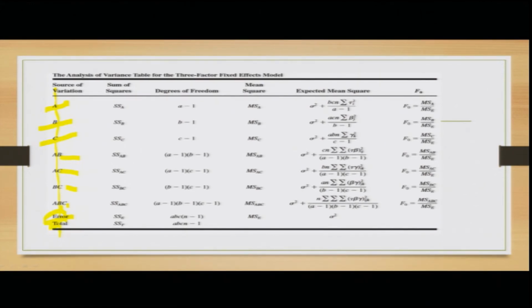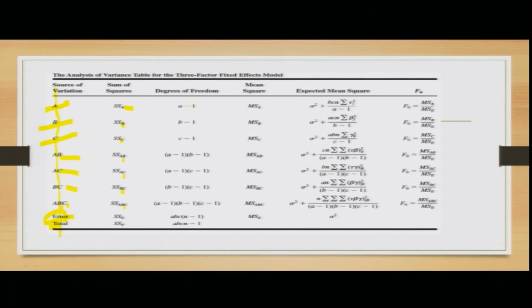Now, how do I represent the sum of squares? It is very simple. Note the suffixes: SS suffix A for A, SS suffix B for B, SS suffix C for C, SS suffix AB for the combination of AB, SS suffix AC for the combination of AC, SS suffix BC for the combination of BC, and SS suffix ABC for the combination of ABC. So, you have the errors, and you have the total.